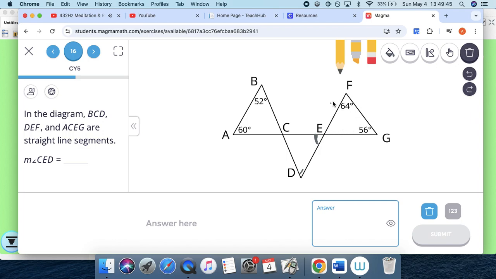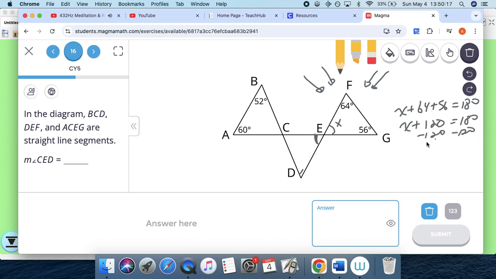You can, again, focus on this triangle over here. We have two of the angles, so let's just call this angle X. So we know that X plus 64 plus 56 equals 180, right? All those three angles add up to 180. So X plus 120 equals 180, minus 120, minus 120, X equals 60. So this guy's 60, and the opposite angle, because they're vertical angles, is also 60. So angle CED is also 60 degrees.